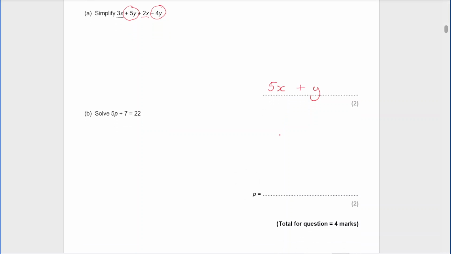Okay, part B, solve. 5p plus 7 is equal to 22, so I'm going to minus 7 from both sides, and that gives me 5p is equal to 15, and then divide both sides by 5, gives me p is equal to 3.